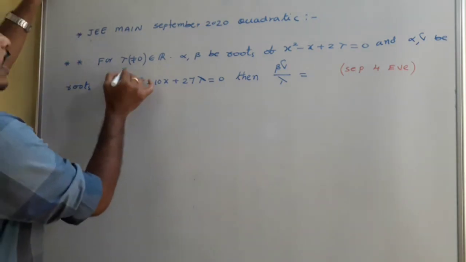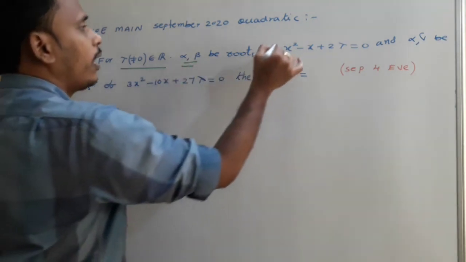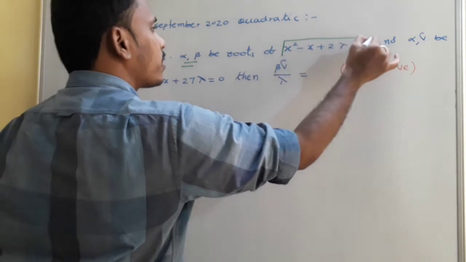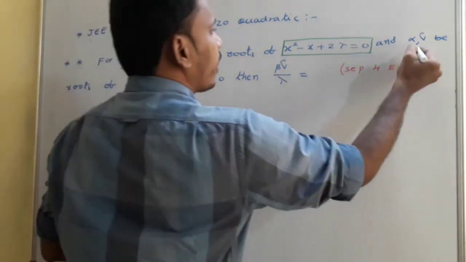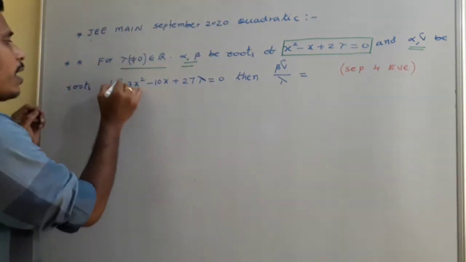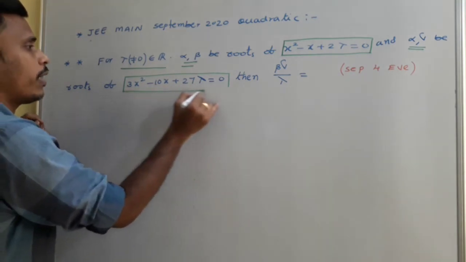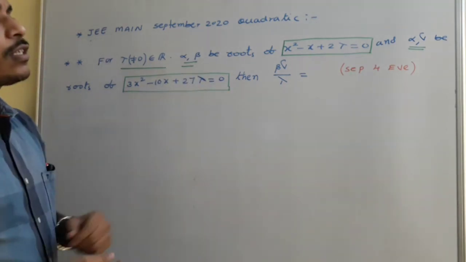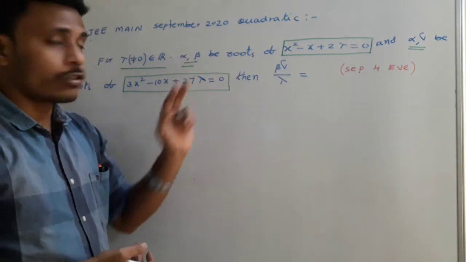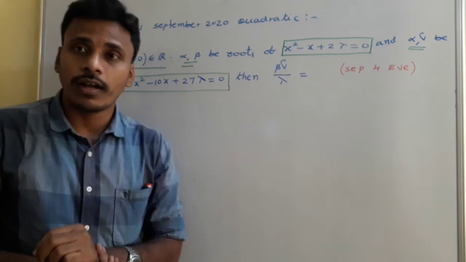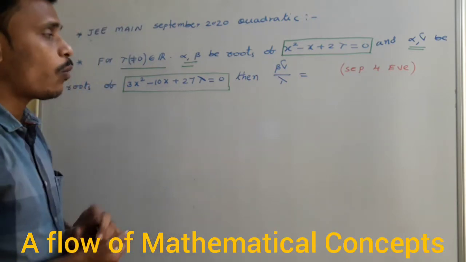Okay, see, lambda is a non-zero real number. Alpha, beta are the roots of x square minus x plus 2 lambda equals 0. And then think about alpha, gamma. Alpha, gamma are the roots of 3x square minus 10x plus 27 lambda equals 0. See, for the first equation the roots are alpha, beta, so alpha is a root. For the second equation the roots are alpha, gamma, again alpha is a root. In the sense, alpha is a common root for these two. They have one common root.